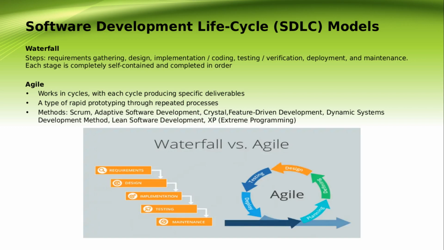Software development lifecycle models. There are two topics here: Waterfall versus Agile. Waterfall is a systems requirement gathering approach. What we perform here is mainly requirements gathering, design, implementation, coding, testing, verification, deployment, and maintenance. Each stage is self-contained and completed in order.